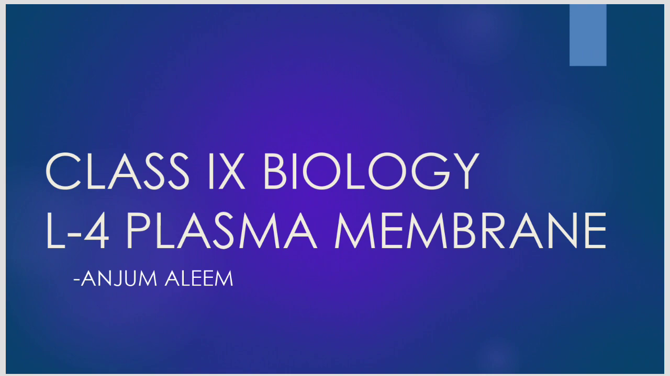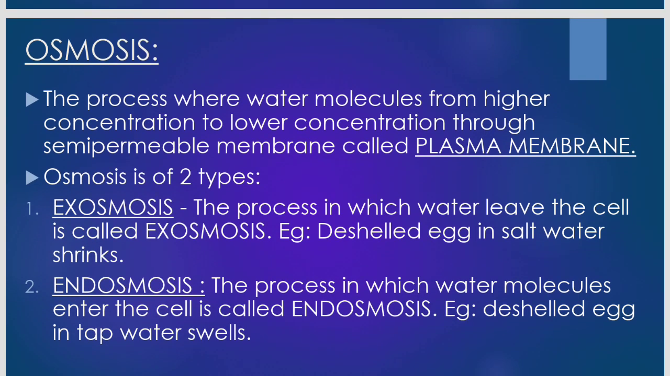Now today I shall be starting plasma membrane, lesson number 4. So we have seen so far what are cells and tissues, and we also know by now that the cells are surrounded by a membrane that is called a cell membrane. The other name of the cell membrane is plasma membrane. So we will study in detail about the plasma membrane today. Let us start with osmosis.